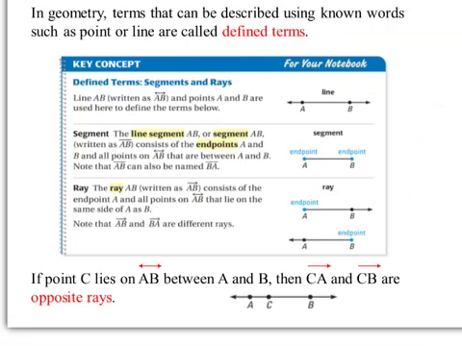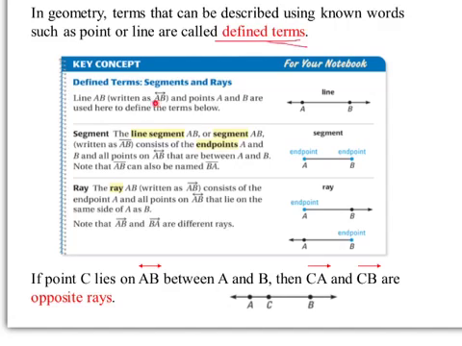Okay, next section. In geometry, terms that can be described using known words, such as point or line, are called defined terms. So these have definitions. Okay, we're using undefined terms in our definitions, but that's okay, because we've all agreed what a point, a line, and a plane are called. All right, defined terms, segments and rays.